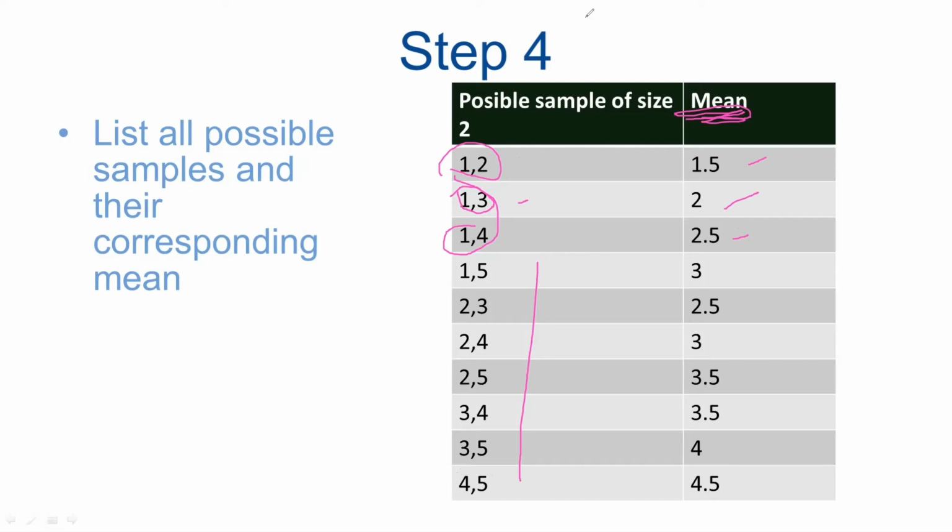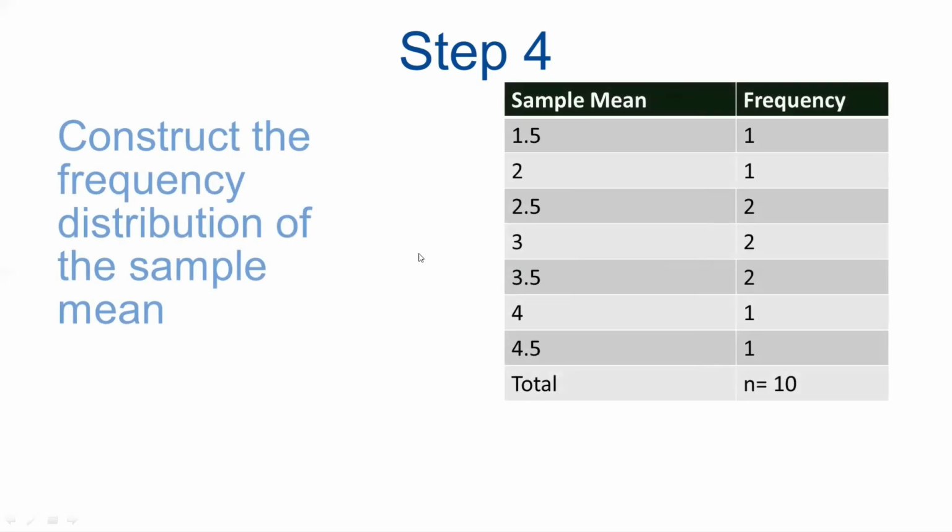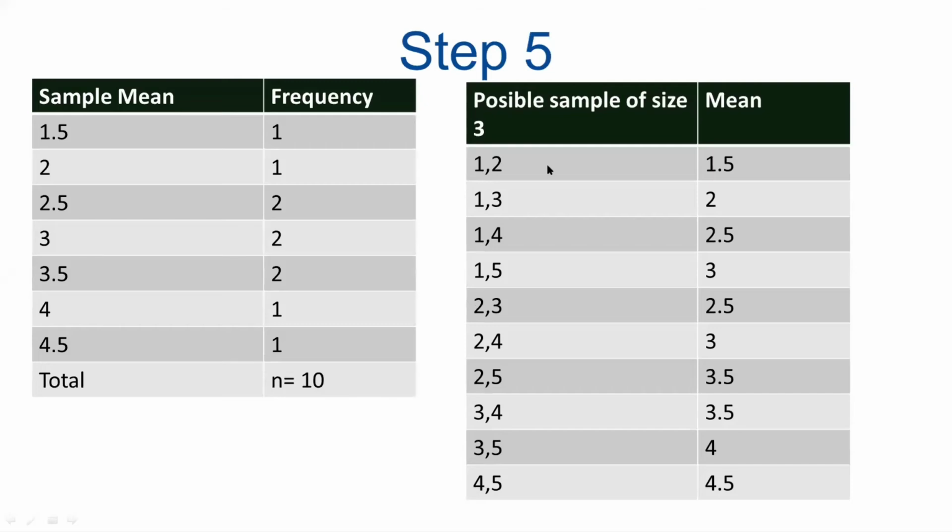So, next is construct the frequency distribution of the sample mean. So, eto yan. So, we have now the sample mean and also the frequency. Paano ba natin nakuha tong sample mean and the frequency? Yung sample mean ay nanggaling sa ating possible sample. So, eto siya. Sa mean natin. Sorry. So, in-arrange lang natin yung mean natin into ascending order. So, 1.5, 2, 2.5, 3, 3.5, 4, and 4.5. So, yung frequency manggagaling din sa mean kung ilan yung value ng 1.5.